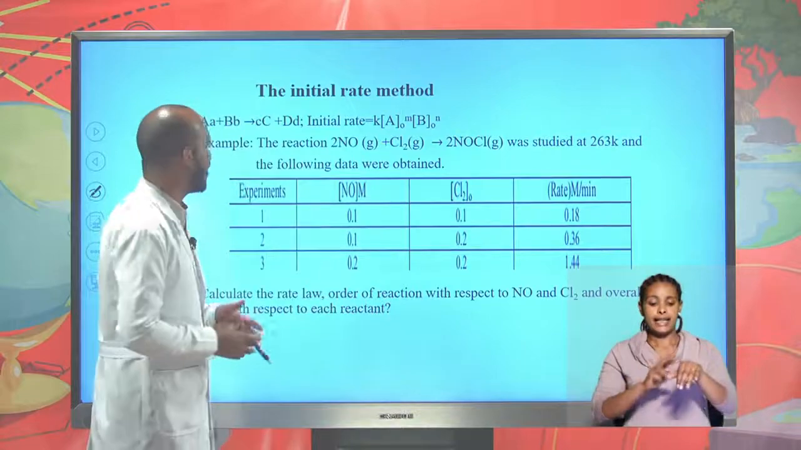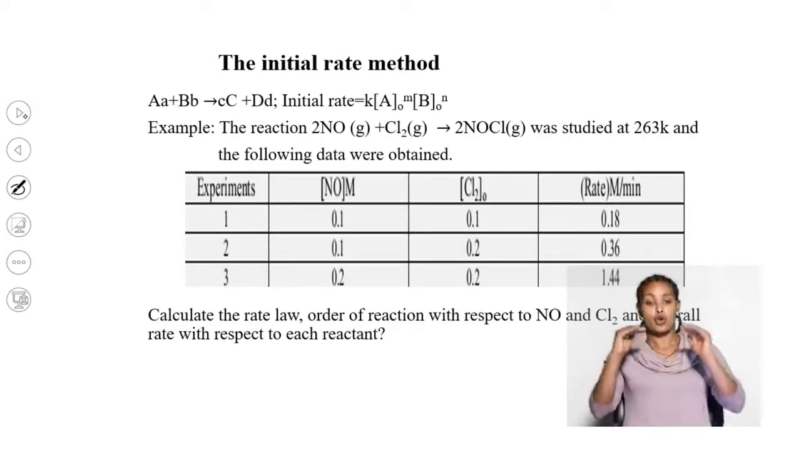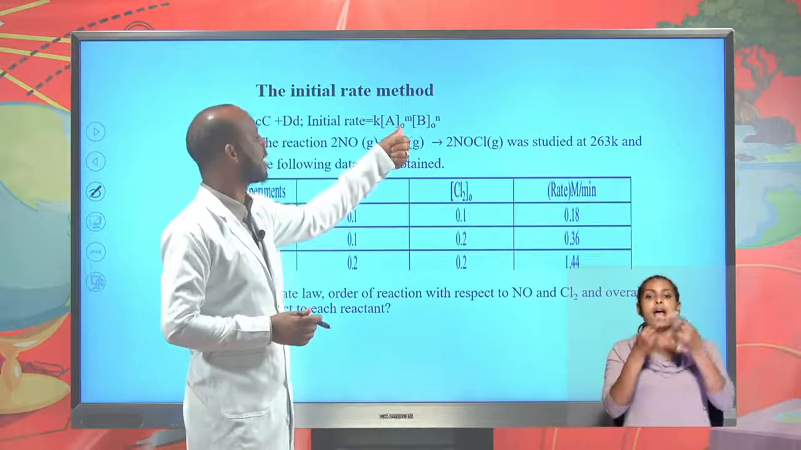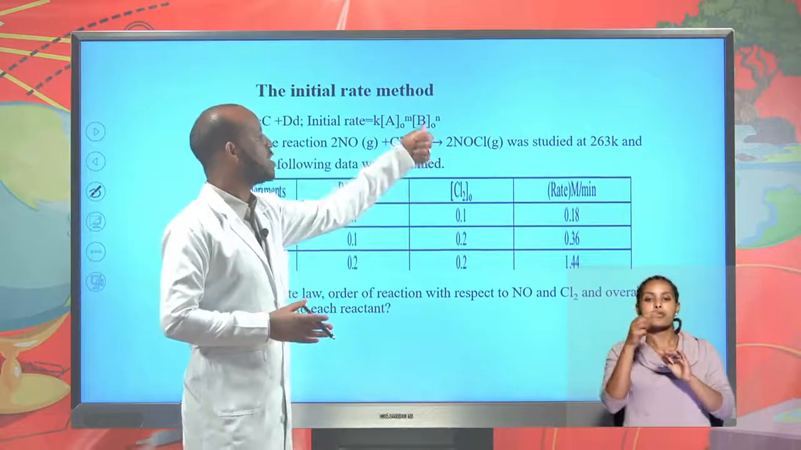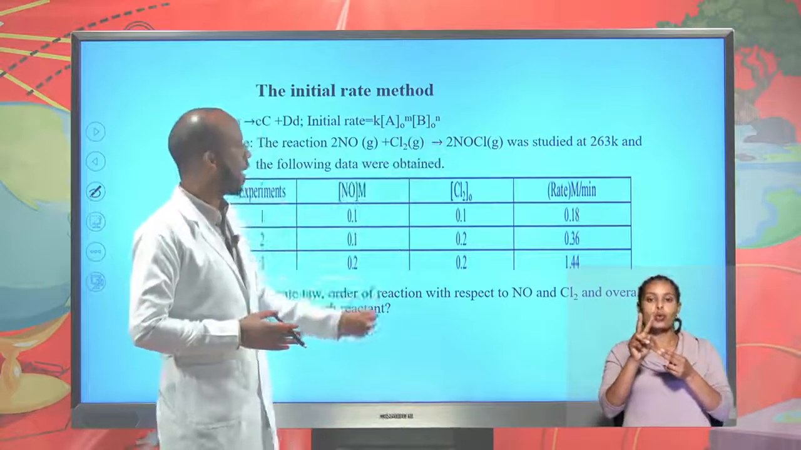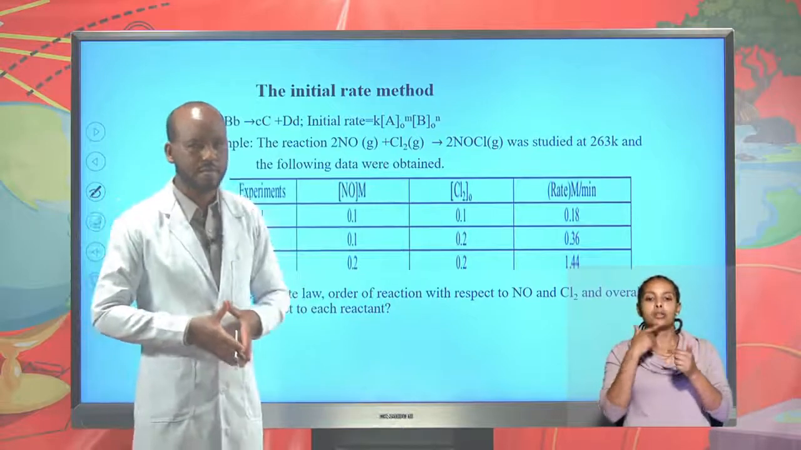The initial rate method for the reaction A plus B to form C plus D. Initial rate equals k, the rate constant, times initial concentration of A to the power of m times initial concentration of B to the power of n, where m and n are obtained experimentally.